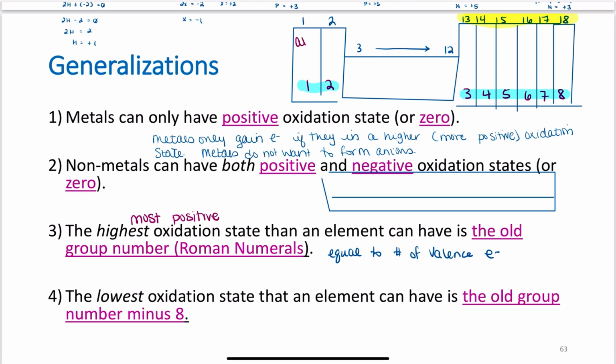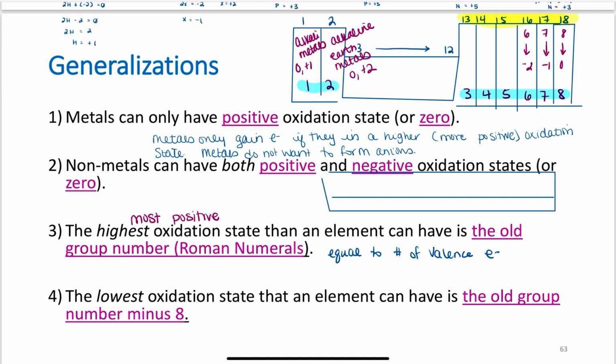So like alkali metals can be 0 or plus 1. Alkaline earth really like to be 0 and plus 2. Noble gases can go from 8 down to 0. Halogens can go from 7 down to -1. Chalcogens, or oxygen's family, can go from 6 down to -2.